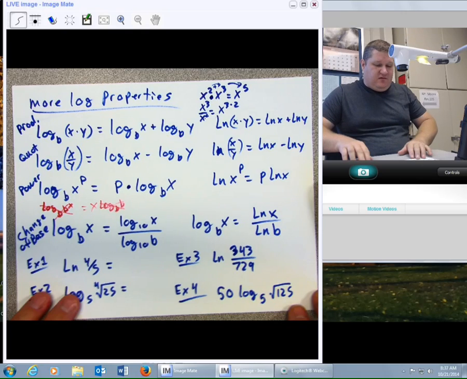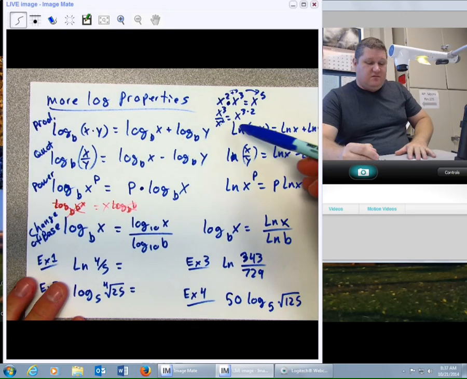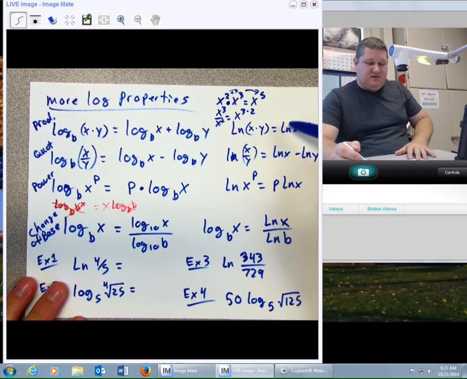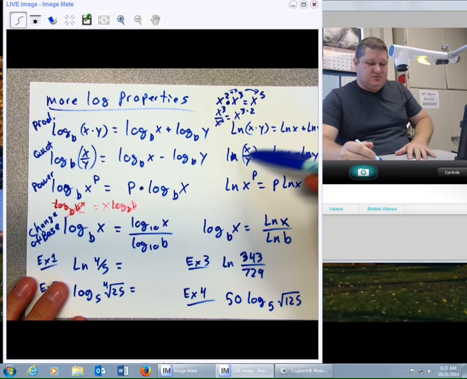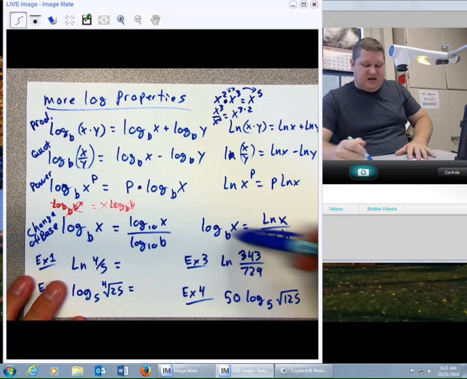Now, those log properties also work for the natural log. So natural log of x times y is natural log of x plus natural log of y. Natural log of x over y is natural log of x minus natural log of y. Natural log of x raised to the p equals p natural log x. And the change of base property applies for natural logs.